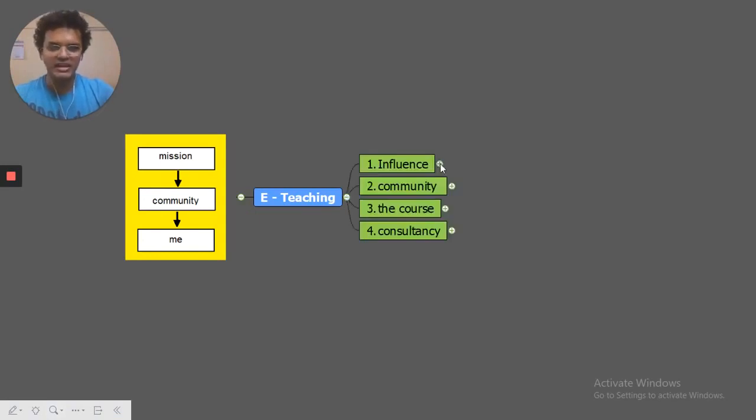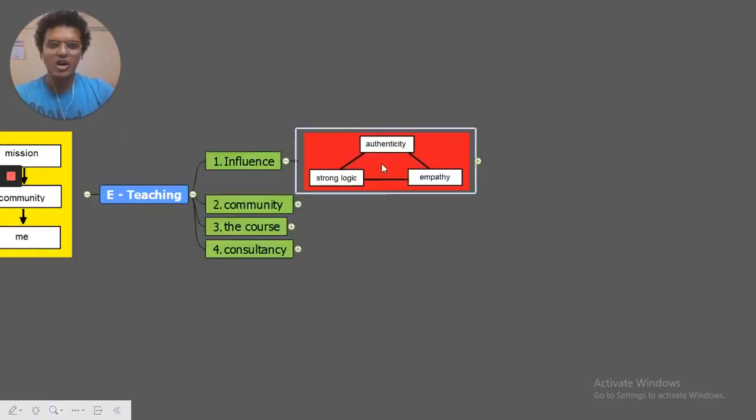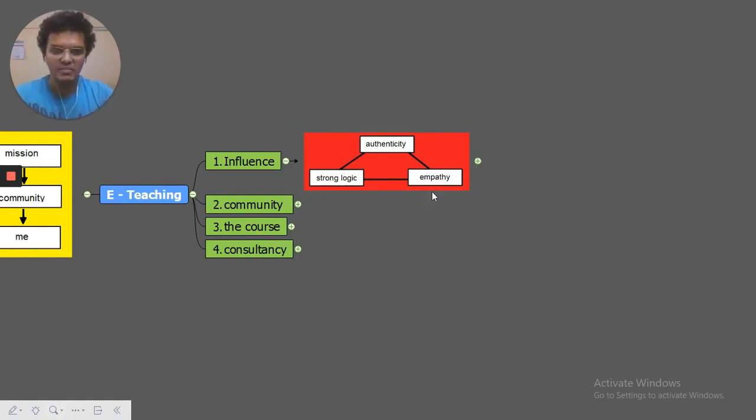The first step is of creating an influence. There are 3 strong pillars of creating a strong influence for yourself. You need to be authentic in the value you're sharing, in the work that you're doing. This should have a basis of a strong logic. There has to be enough data analysis, enough data collection, your information to support your work. That has to be followed by strong empathy towards your customers, your viewers, your subscribers.